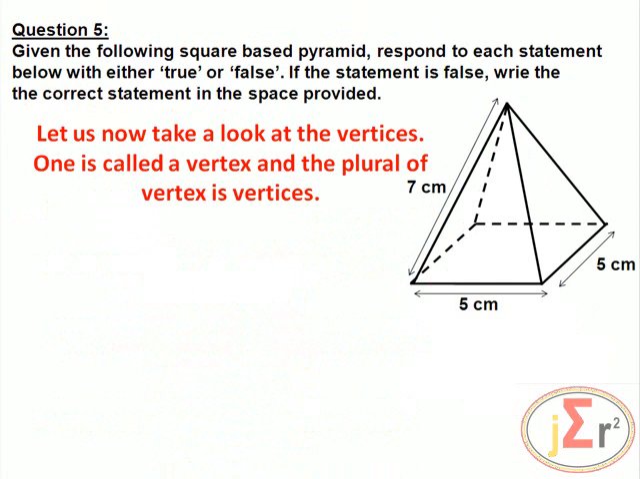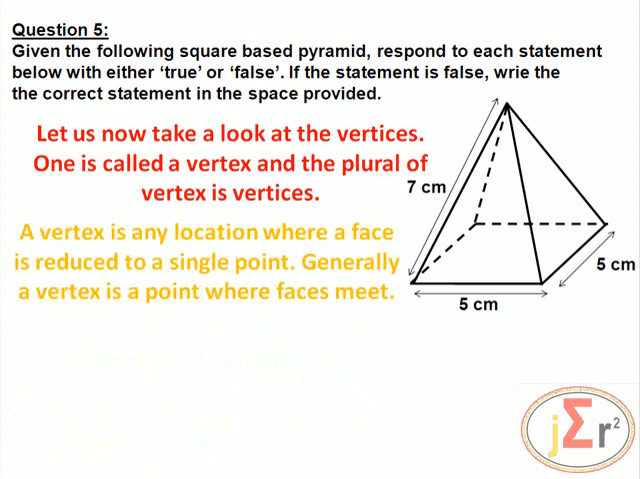Now let us take a look at the vertices. We have faces, vertices, and edges. We have taken a look at the faces. Now we are taking a look at the vertices. One is called a vertex, and the plural of vertex is vertices. A vertex is any location where a face is reduced to a single point. Generally, a vertex is a point where faces meet.